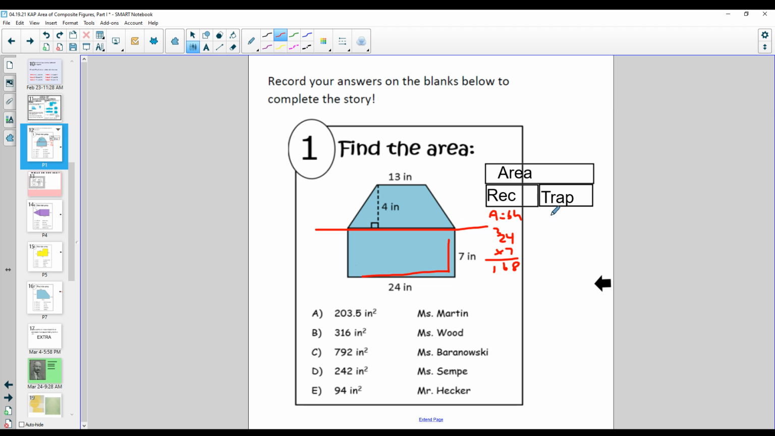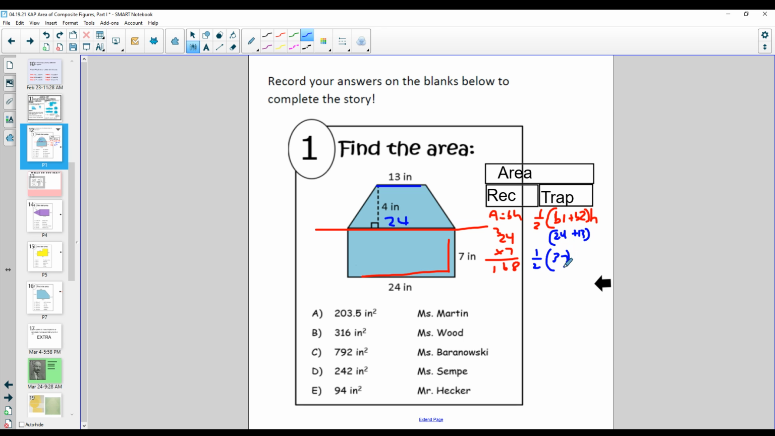Again, to find the area of a trapezoid, you must find a B1 and you have to add it up to something called the B2 or base 2. Then you do times the height and half of it. So base 1 right here is 24. The other base is 13. So 24 plus 13 is 37.